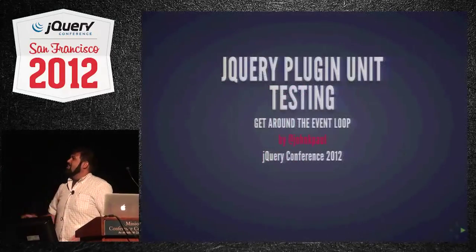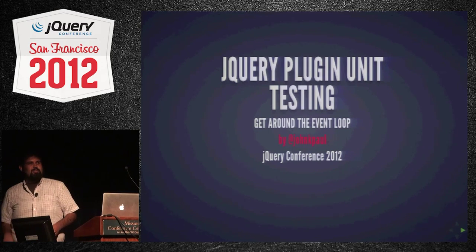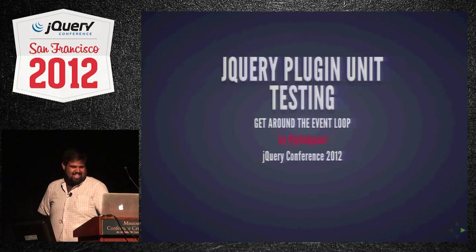So this is jQuery plugin unit testing. I call it "Get Around the Event Loop." You'll tell me later if that's a normal, good name.